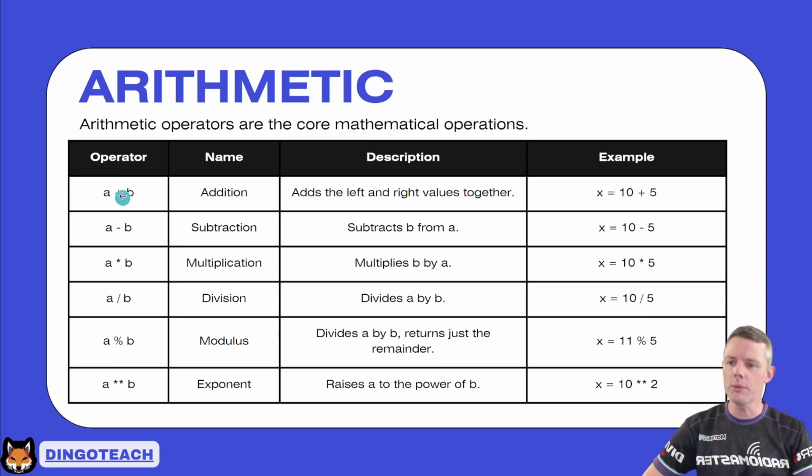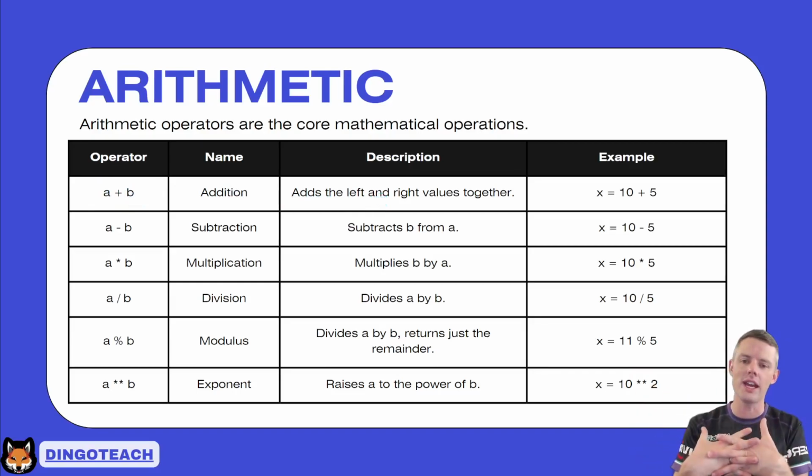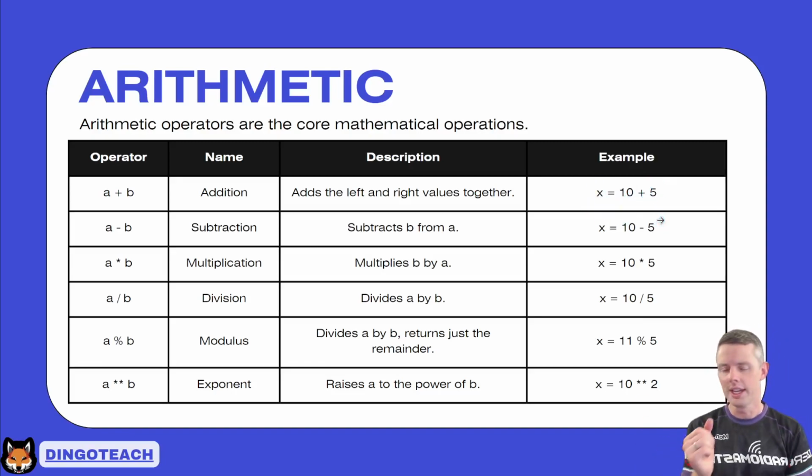And so in this one here, we've got A plus B. Essentially, it's going to take the left and the right value and add them together. So A and B get added together. So in this example here, x equals 10 plus 5, which is going to be 15. So that's as simple as it gets.